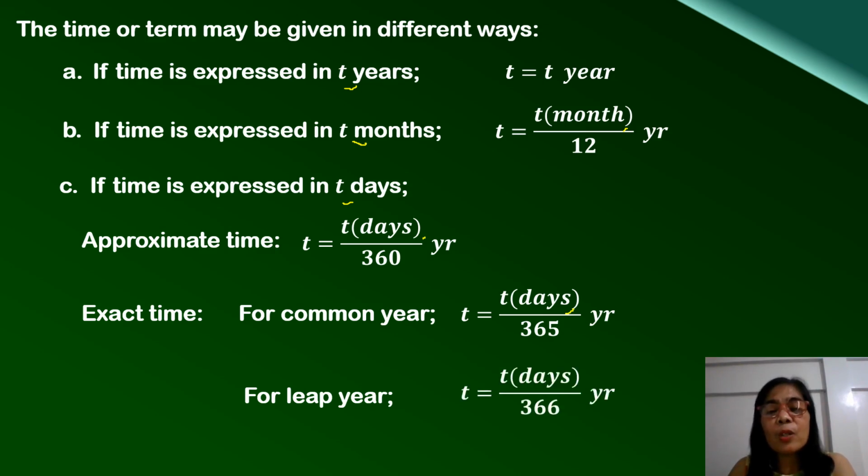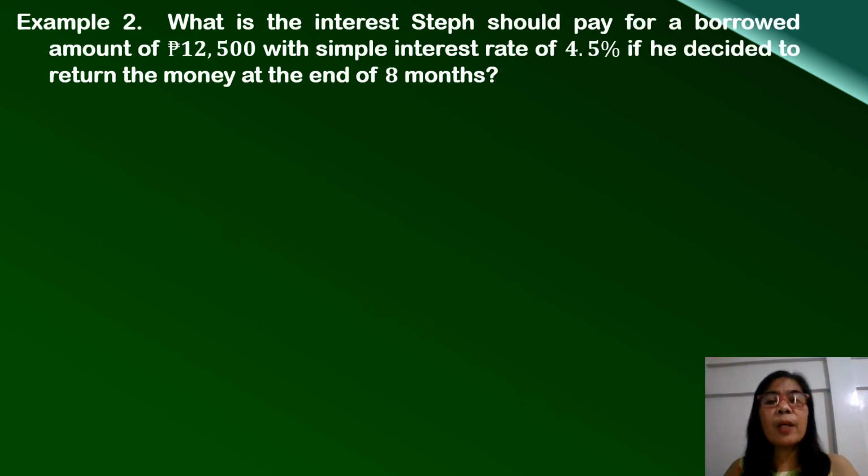So we do the conversion by dividing the given time in days by 366 to express it in terms of year. Let us solve this problem. What is the interest Steph should pay for a borrowed amount of 12,500 with simple interest rate of 4.5% if he decided to return the money at the end of 8 months?